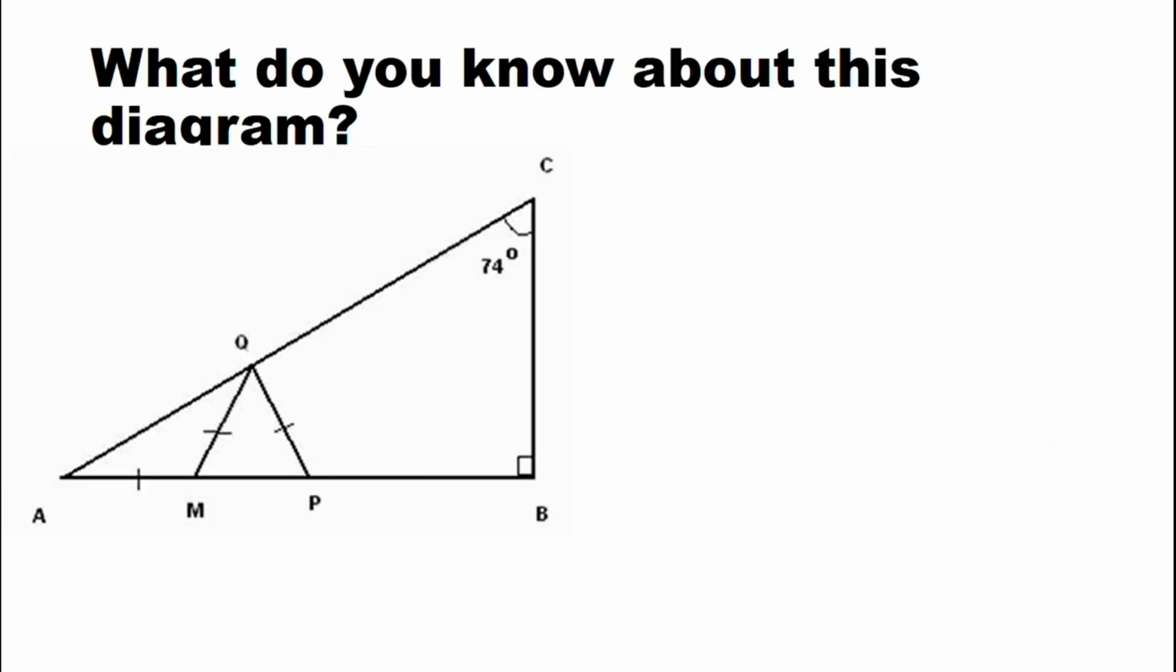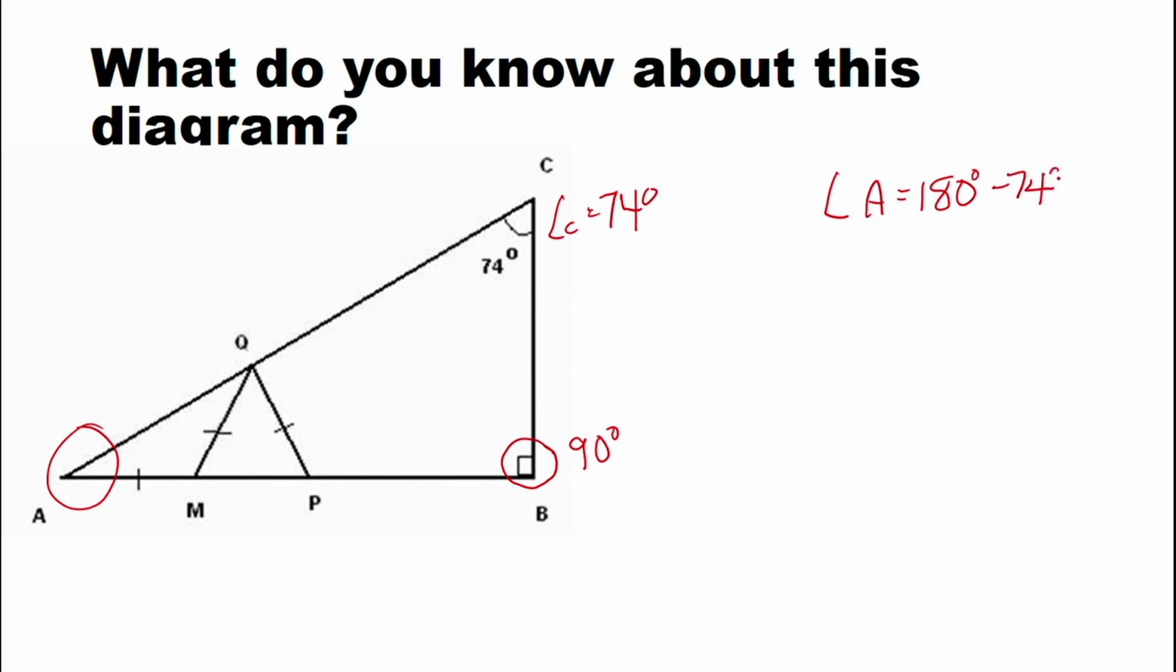Okay, so using those symbols, what do we know about this diagram? You can see here we've got one number, 74 degrees. So angle C is equal to 74 degrees. But we actually know a lot more about this diagram than just that one angle. We see here we've got a 90-degree angle. And so already I could say, well, if I know two angles in a triangle, I could definitely find out what angle A would be: 180 degrees minus 74 degrees minus 90 degrees. So that's something I know.